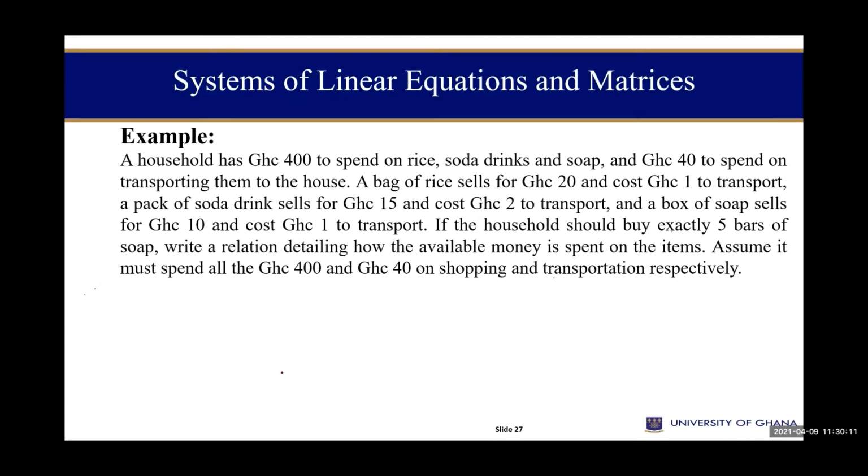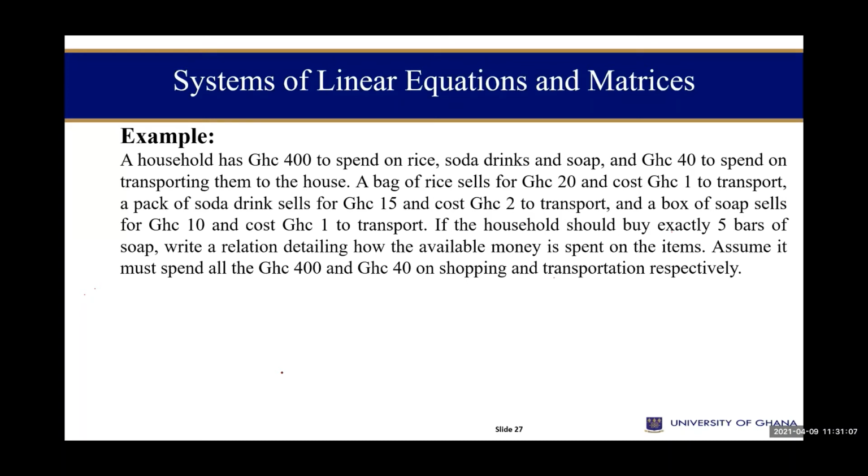So let's go on. A household has 400 Ghana cedis to spend on rice, soda drinks, and soap. 40 Ghana cedis is to be spent on transportation to the house. A bag of rice sells for 20 cedis and costs 1 cedi to transport. A pack of soda drinks sells for 15 and costs 2 cedis to transport. And a box of soap sells for 10 cedis and 1 Ghana cedi to transport. If the household should buy exactly 5 bars of soap, write a relation detailing how the available money is spent on the items. You are to assume that all the 400 cedis and the 40 cedis should be spent on shopping and transportation respectively.